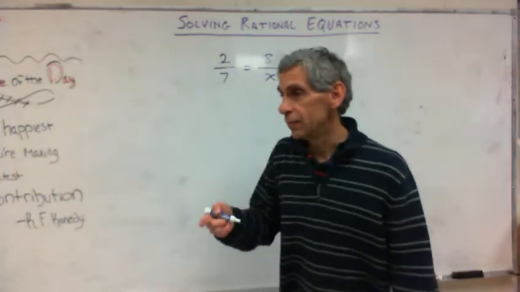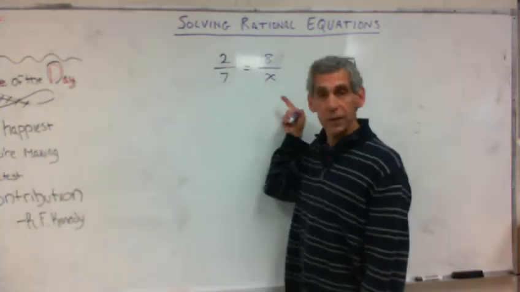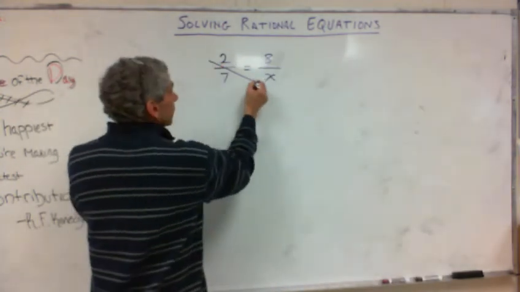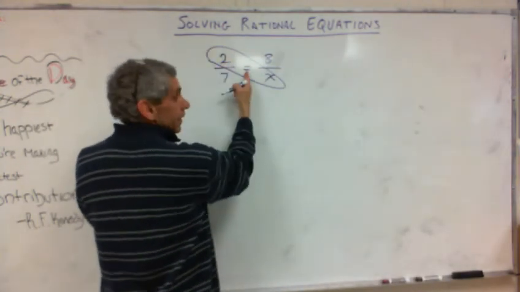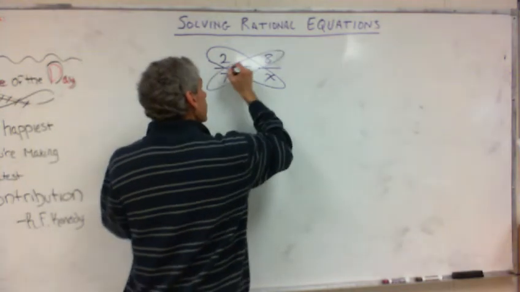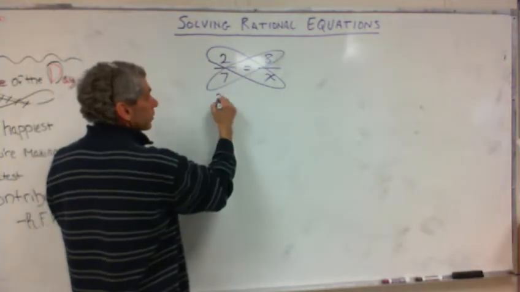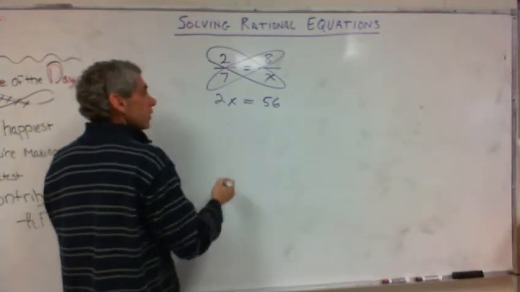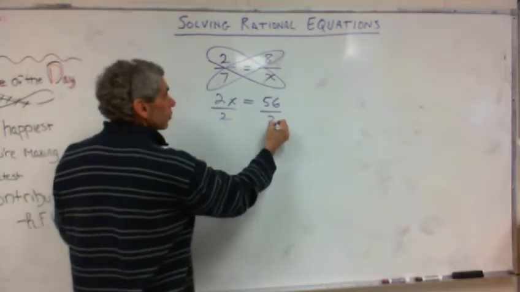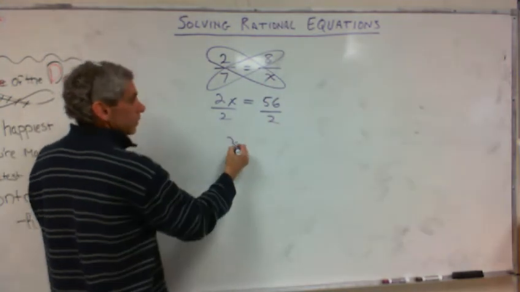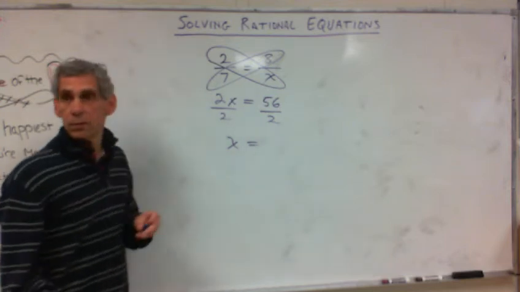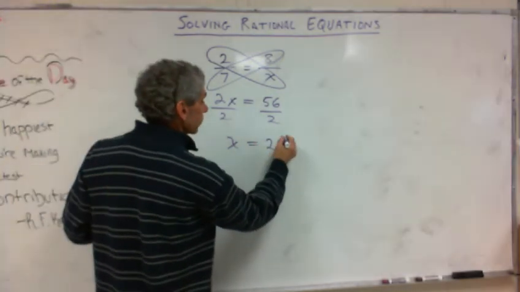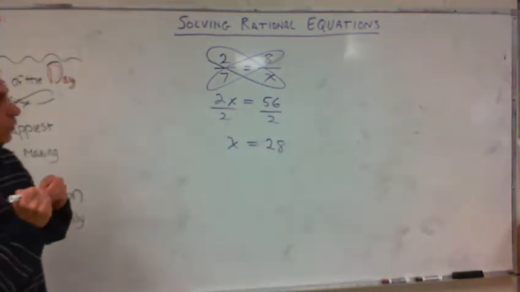So how do you solve it, Kareem? Cross multiply. You guys remember this? Everybody should remember this. Cross multiply means this times that equals that times that. So you've got 2x equals 7 times 8, which is 56. And then divide by 2, and you've got, what did I do? 28. Oh, 28. Sorry, I thought you were saying I did something wrong. X equals 28.